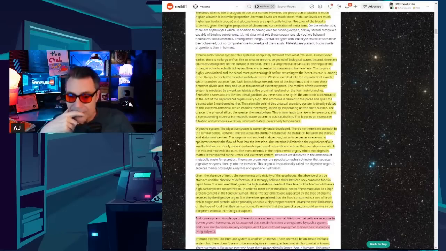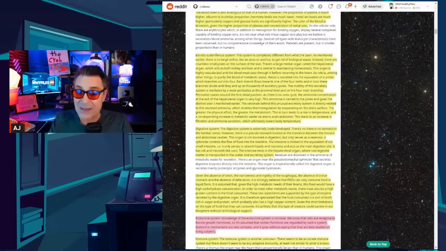So why is it like that? He gets into it a little bit. "As there is no urea cycle, the ammonia concentration at the exit of the hepatorenal organ is very high. The ammonia is carried to the pores. It gives a distinct odor.